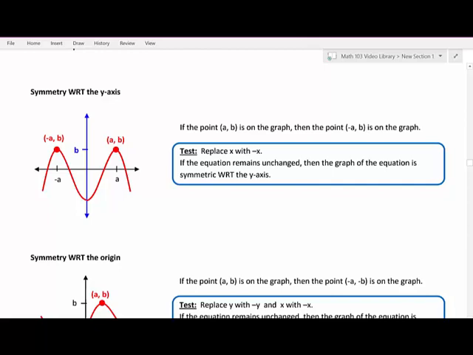So the test for determining whether the graph of an equation has symmetry with respect to the y-axis is we're going to replace x with negative x. Then we're going to clean it up. If the equation remains unchanged, that is, we get the original back, then the graph of the equation is symmetric with respect to the y-axis. Now, if we don't get the original back, then the answer is no.